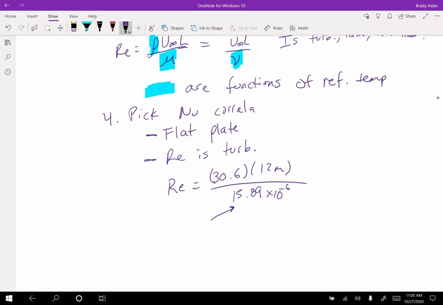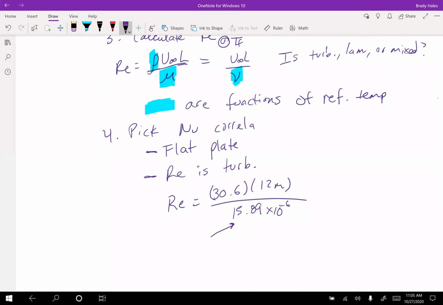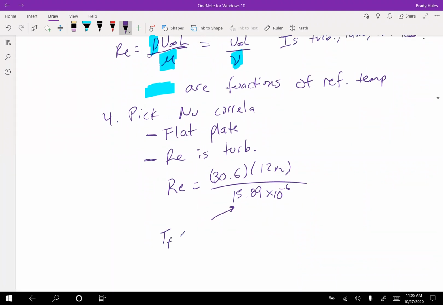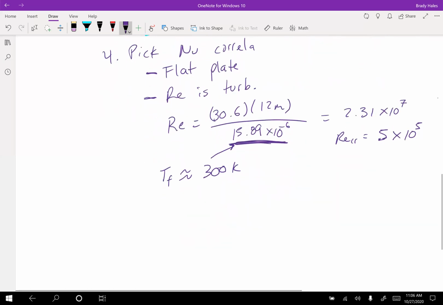So they make a guess. In the solution, they say their film temperature is approximately 300 K. It doesn't matter because if you iterate, it's going to converge, but this value right here won't change by that much. So I'm going to get that this is equal to 2.31 times 10 to the 7th. Remember that the critical Reynolds number for a flat plate is 5 times 10 to the 5th. So this is 2 orders of magnitude larger. Since it's so much larger, you can say that it's fully turbulent.